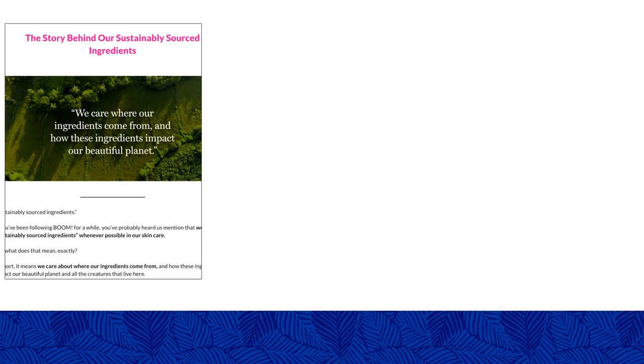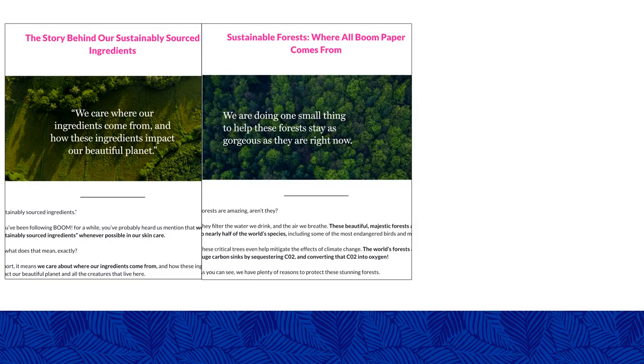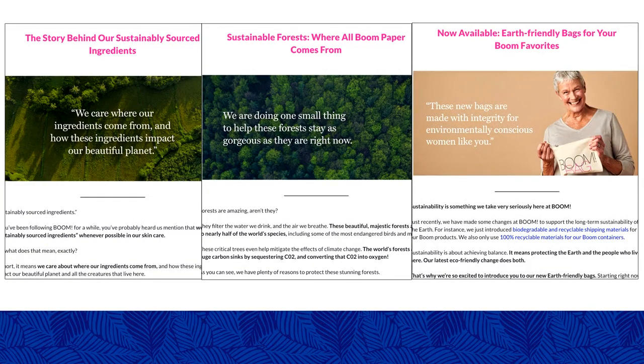These are a few examples of the blog posts that we've done. We care where our ingredients come from and how these ingredients impact our beautiful planet. We'll use that as a blog post. Sustainable forests, we talked about before, where all of our Boom paper comes from. And now available earth-friendly bags for your Boom favorites. So we found a really great organic cotton company to be able to do makeup bags in their orders as well. And we'll share that with our community.